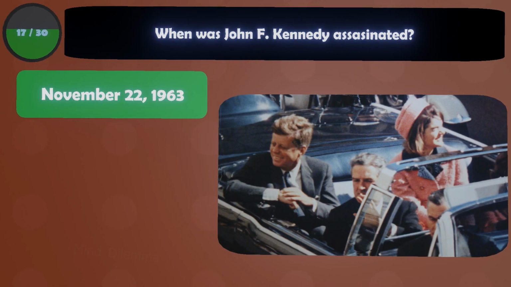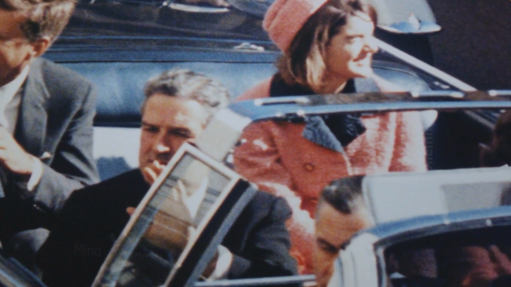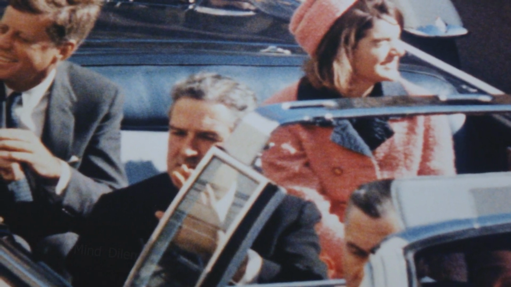The 35th U.S. president was assassinated on November 22, 1963, in Dallas, Texas. It was a pivotal moment in American history. When did the French Revolution start?